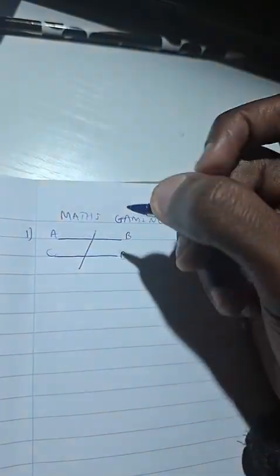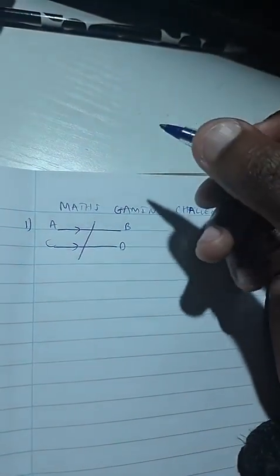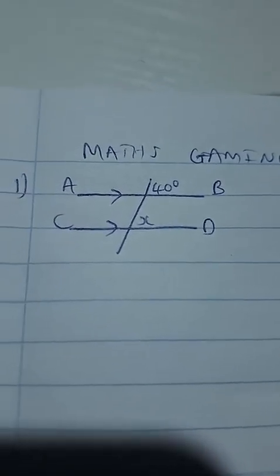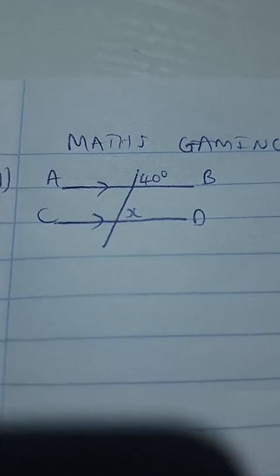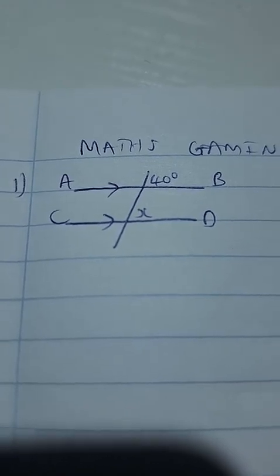Here is a diagram. We have A and B, we have C and D. We are told the following there. You can see what I have there. I have X and I have 40 degrees. And the question is, find the value of X, giving reasons. So what comes to mind? Find the value of X, give reasons.